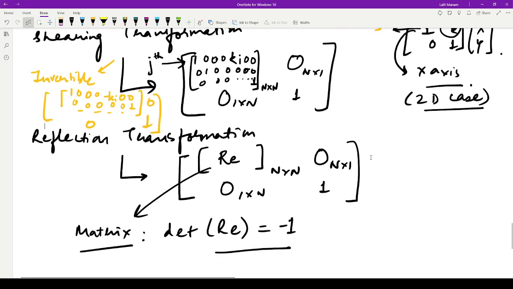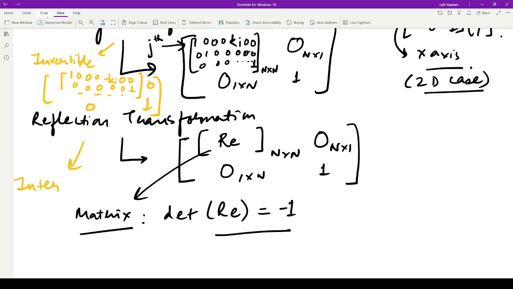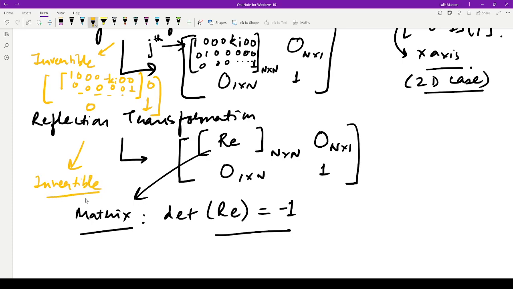What about reflection? Can you undo reflection? Yes, if you reflect the reflected part, you'll get back to the original point. For reflection, I cannot really write a form like this for the inverse, but yes, it is invertible, as you can see that the determinant is non-zero. So it should make sense from there as well.